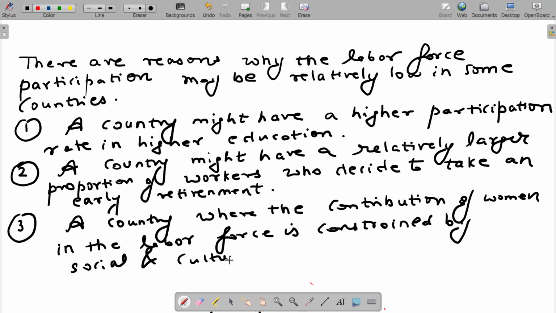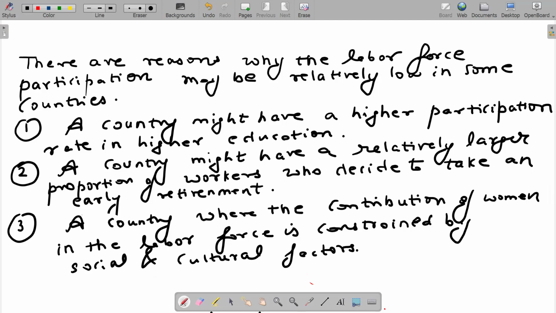For example, a country like India, where there was a time when women were not allowed to work. Obviously, nowadays, women are not only participating as much as men, but are also outperforming men in a lot of jobs, be it the corporate sector, be it the education sector, and so on. But there was a time in a country like India where women were not allowed to work.